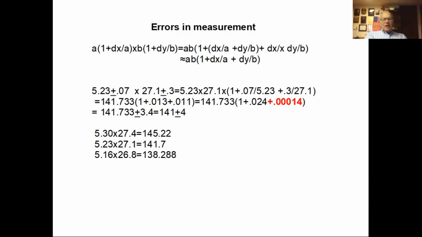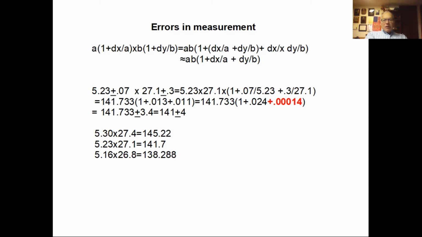We may have measured another line, since we might be measuring area, and that would be 27.1. And we think the error is about 0.3 of an inch. Now when we multiply them together using the formula above, we get that the error would be 0.024. And what we found is we can add the percentage errors. So what we found is the errors are additive. We have to get them on a common base.